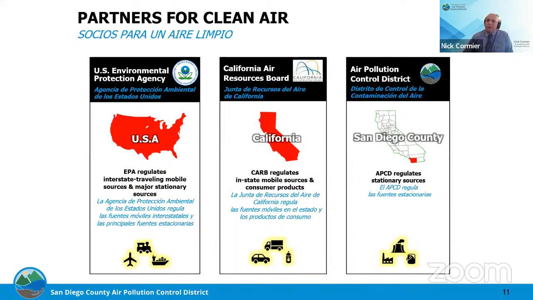APCD is part of a coordinated 3-tiered approach to regulating and cleaning up ozone and other air pollution. The US EPA regulates emissions from interstate traveling sources, including airplanes, trains, and ships. The California Air Resources Board, or CARB, regulates emissions from on-road and off-road vehicles within California, as well as consumer products we use every day, such as personal care products and household cleaners. APCD has primary responsibility for regulating local stationary sources of air pollution. These include large industrial facilities like power plants and landfills, but also smaller establishments like gas stations and dry cleaners.